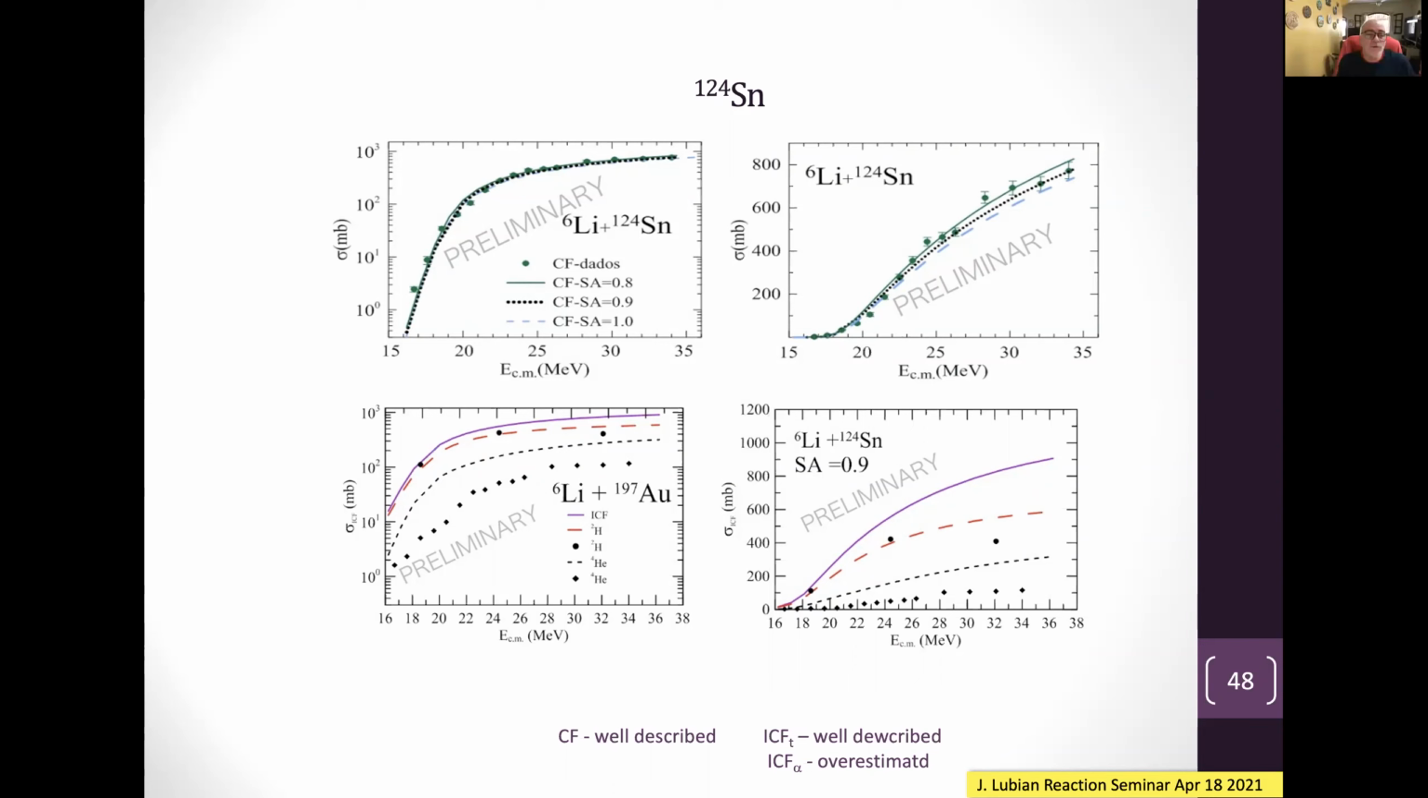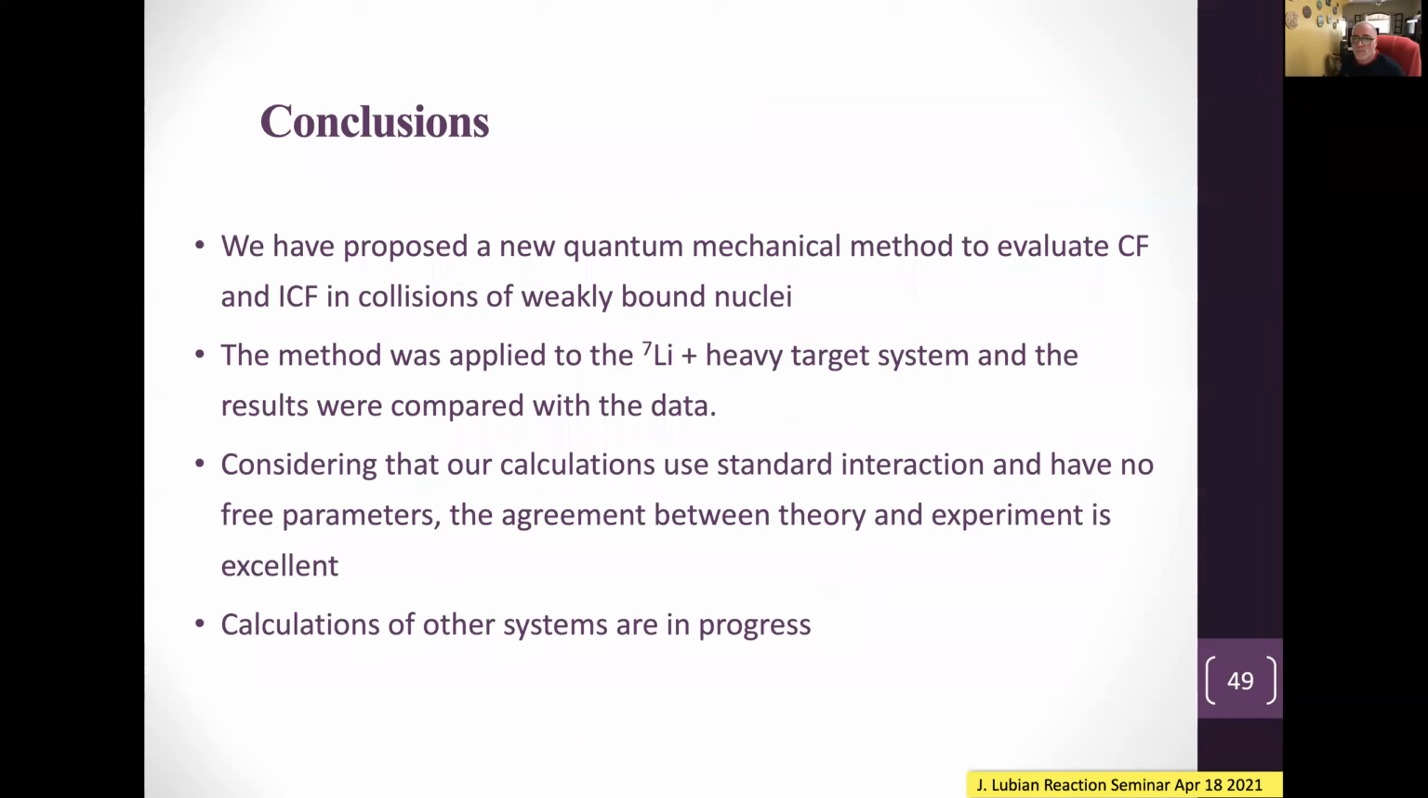So the conclusion is that we have proposed a new quantum mechanical method to evaluate complete fusion and incomplete fusion in collisions of weakly bound nuclei. The method was applied to lithium-7 plus heavy targets. Sorry if there is a missing S there. And the results were compared with the data. Considering that our calculation uses standard interactions and has no free parameters, the agreement between theory and experiment is quite good. Calculations for other systems are in progress, including medium mass nuclei and other projectiles.